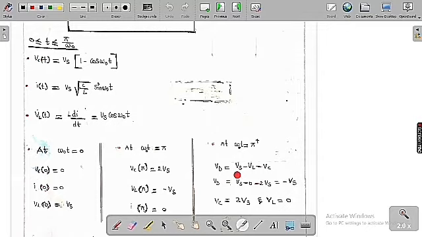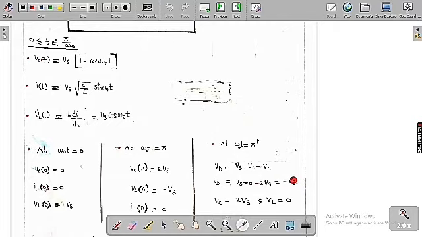So by applying the KVL, we get Vs is equal to Vd plus Vl plus Vc. But Vd is equal to Vs minus Vl minus Vc. So at pi, Vl is equal to 0 and Vc is equal to 2 Vs. So finally we get Vd is equal to minus Vs.